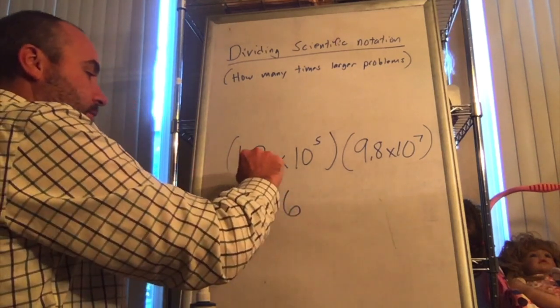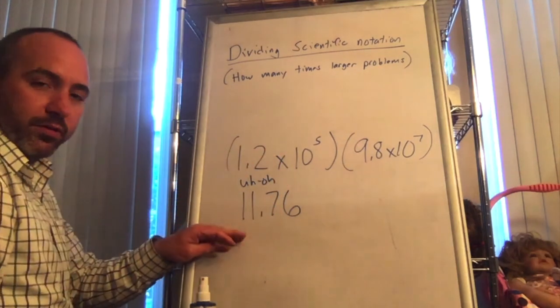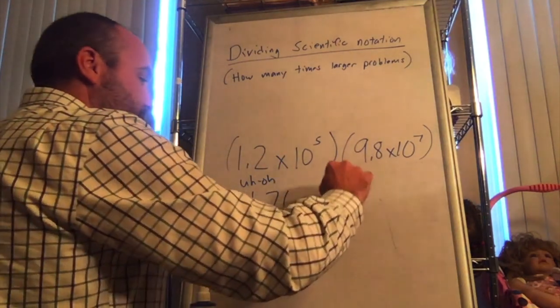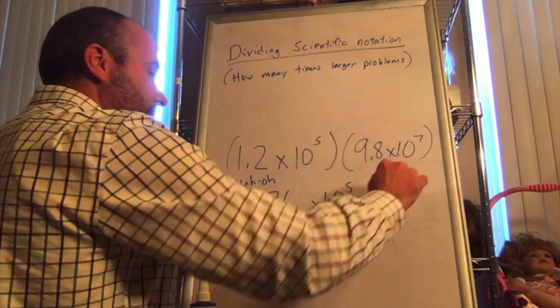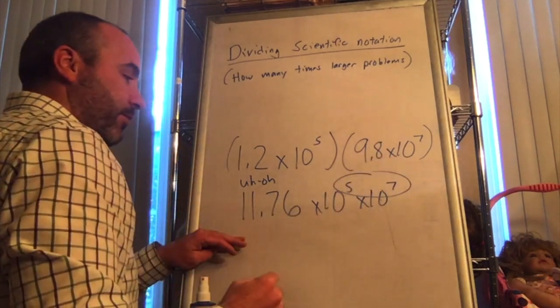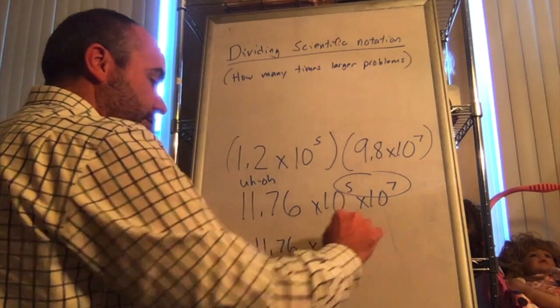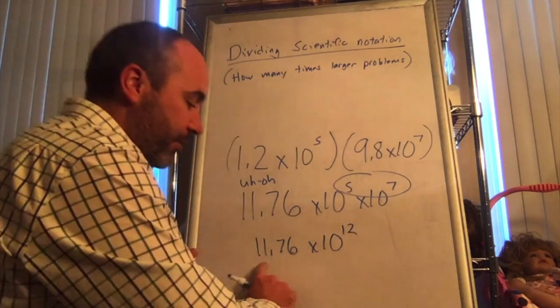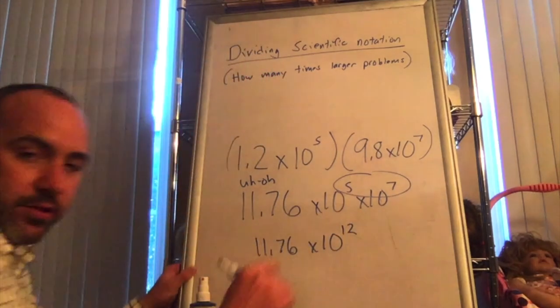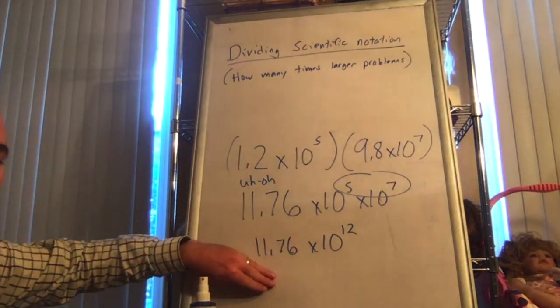And that's an uh-oh, because that's not between 1 and 10. But then I got times 10 to the 5th and times 10 to the 7th. We're going to add those together. So I got 11.76 times 10 to the 12th power. And now we just got to address this. Why isn't this between 1 and 10? Or how do we get this between 1 and 10?